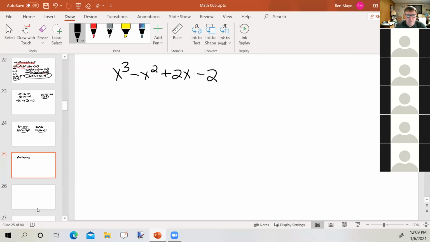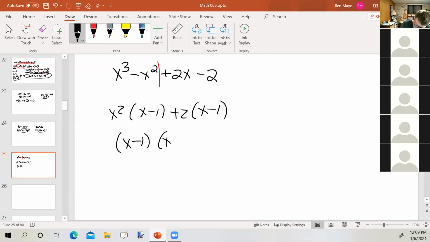It's in standard form. There's no greatest common factor, but what do we typically do with 4 terms? We use factoring by grouping. Let's see. The first 2 terms, we'll take out an x squared and have an x minus 1. So we should have an x minus 1 out of the second 2 terms. We have a plus 2. That works. So we get x minus 1 times x squared plus 2. So that was factoring by grouping.